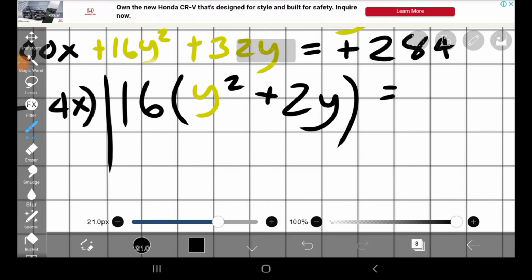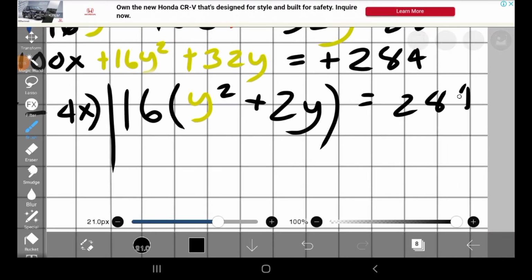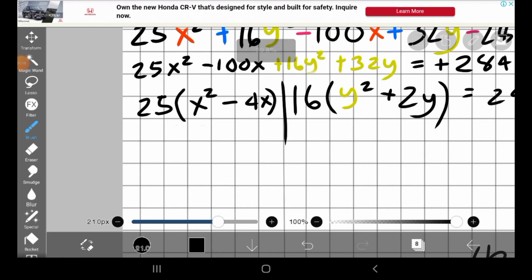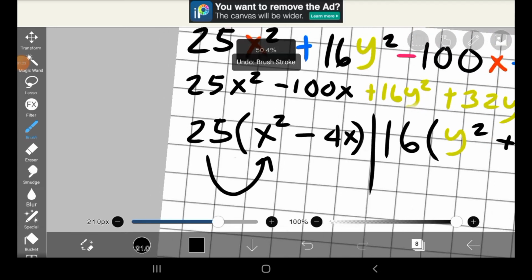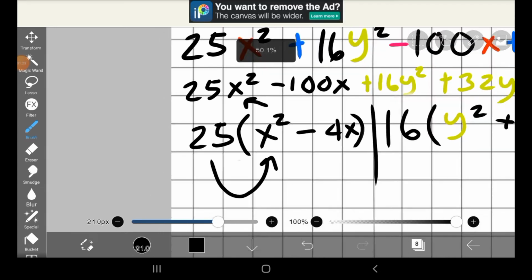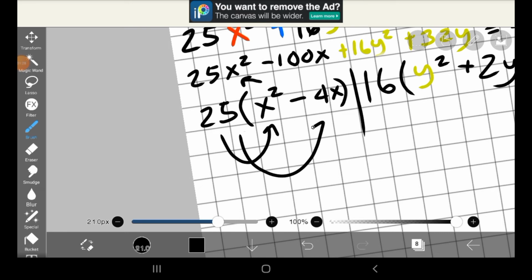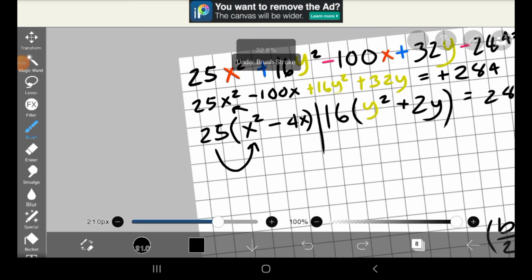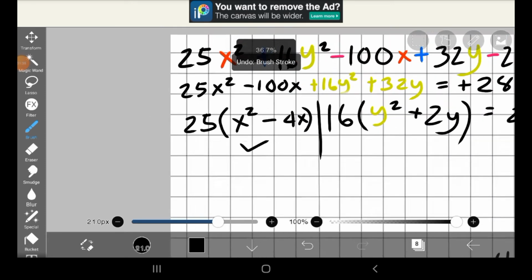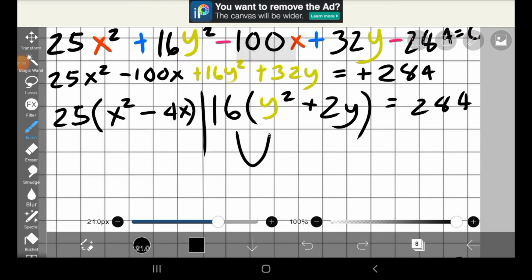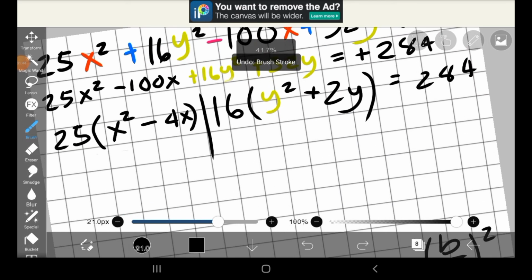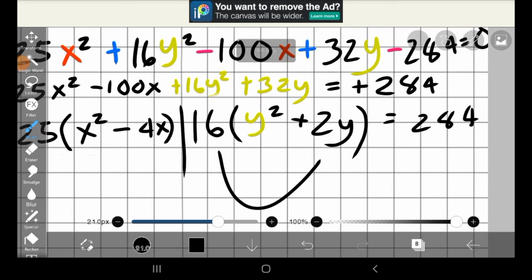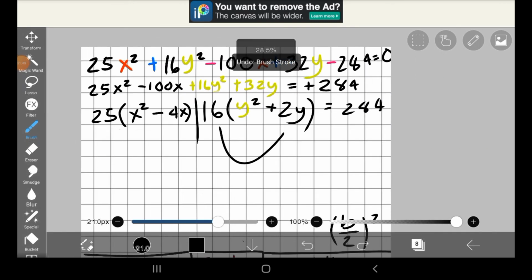Then equal to 284. Now if you want to check if your factoring is correct: 25 times x squared is 25x squared. 25 times negative 4x is negative 100x. So this is correct. 16 times y squared is 16y squared, and 16 times 2y is 32y. It's correct.